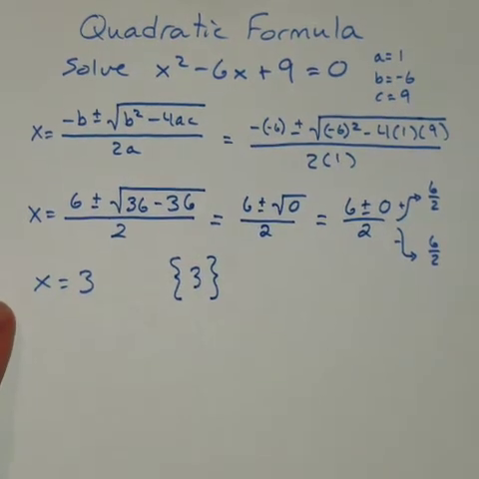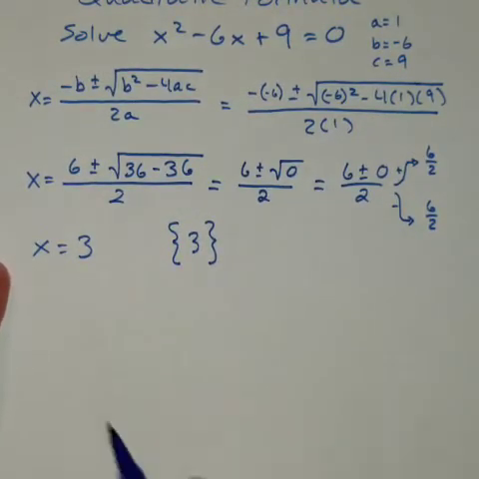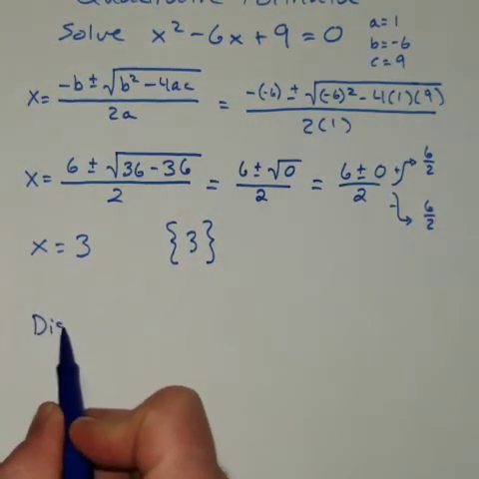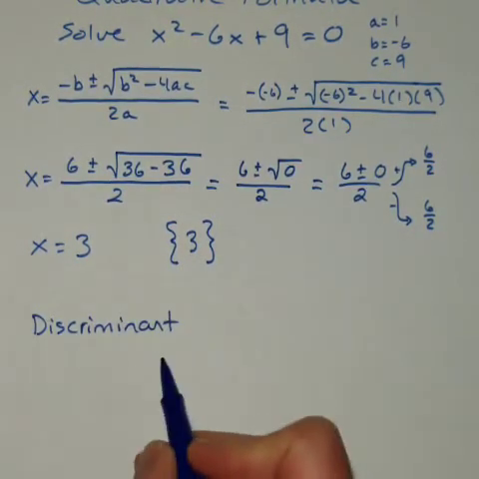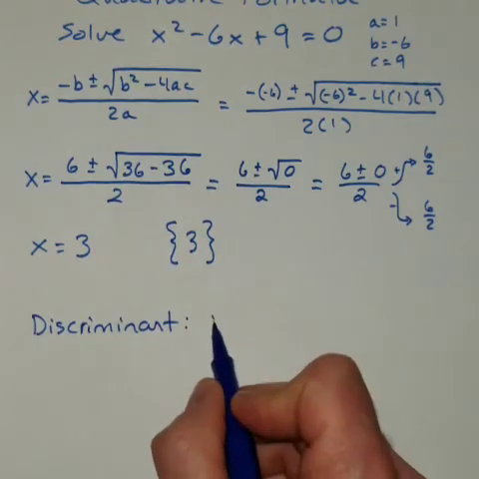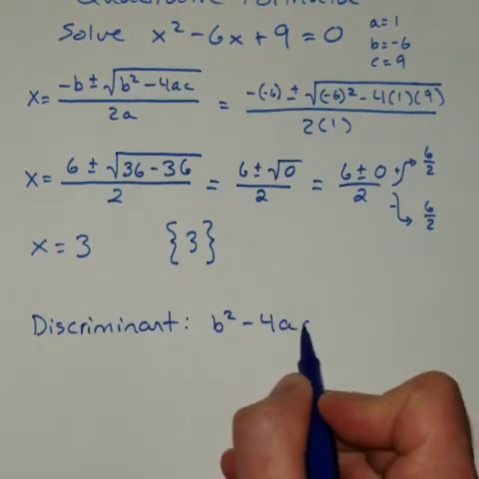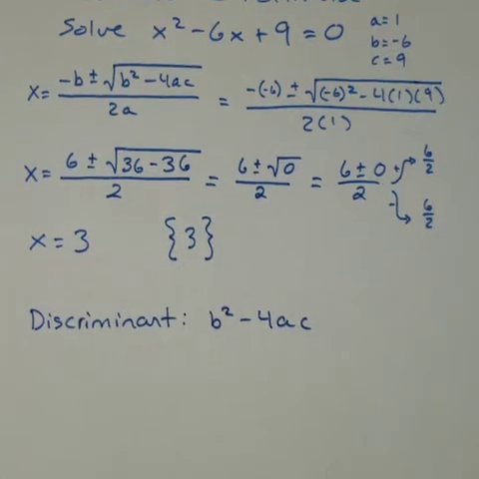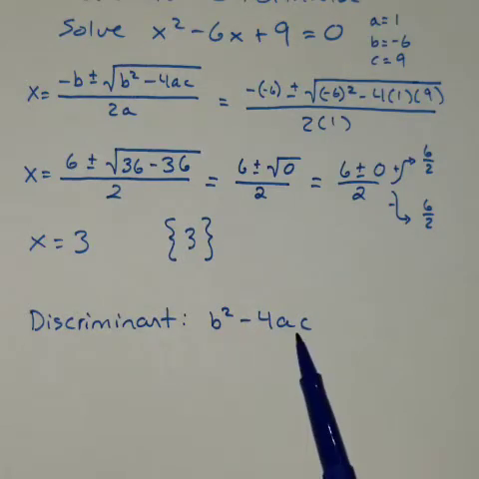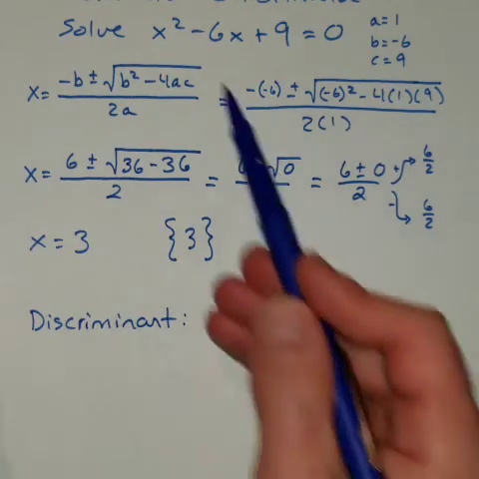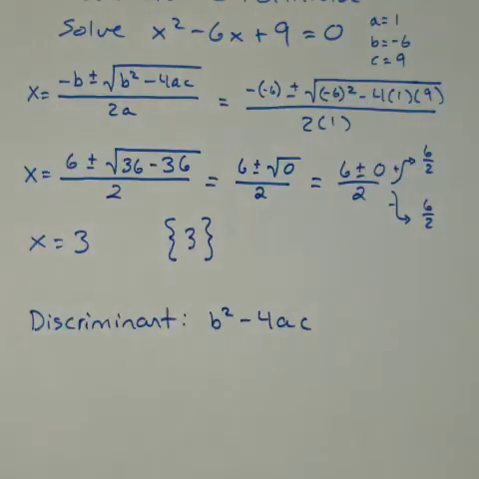Okay? So this number under the root is very, very important. In fact, it has a name. We call it the discriminant. The discriminant is this expression b squared minus 4ac. The value of the discriminant ends up determining some very important things about the quadratic equation. And so let me summarize all that here.